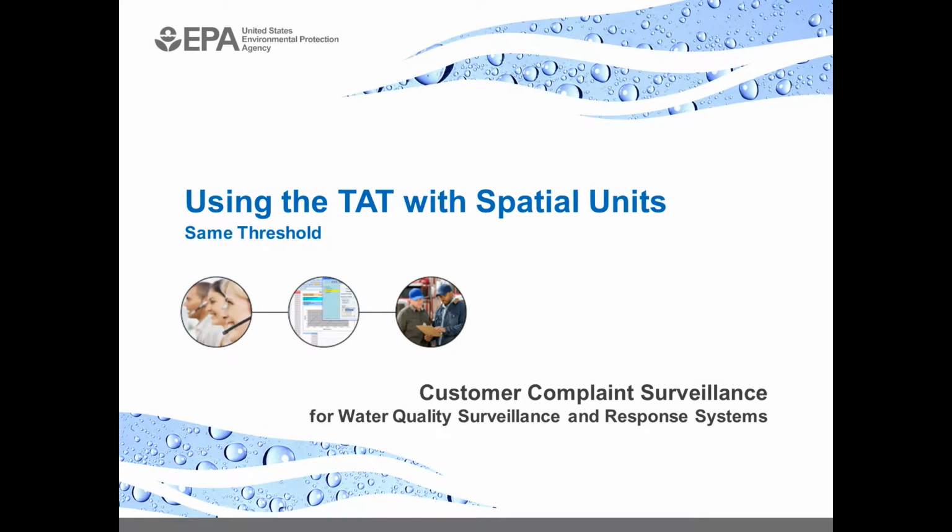Welcome to the video using the Threshold Analysis Tool, or TAT, with spatial units, same threshold. During this video, we will analyze the same threshold across spatial units within a dataset using the TAT. This feature is used when you want to use the same threshold across spatial units. For example, it may be appropriate to use the same threshold for surface areas of similar size or population.